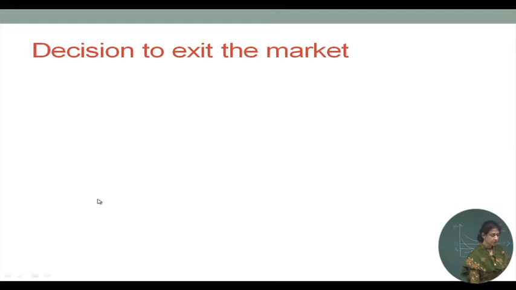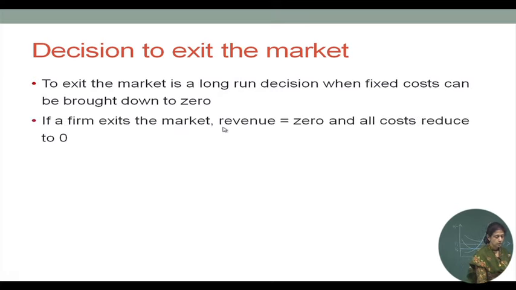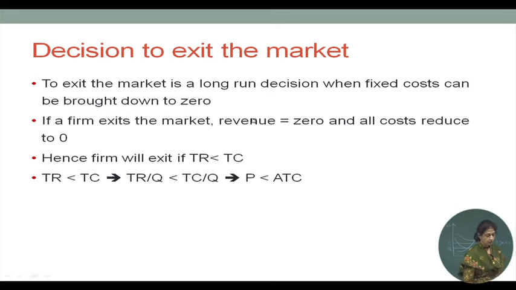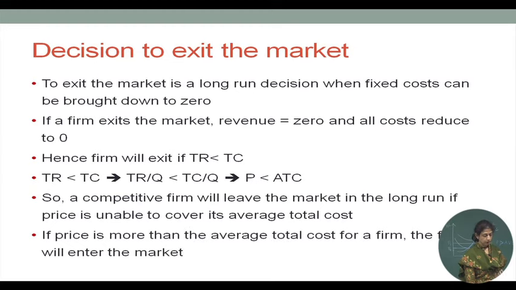Next, we are coming back to our shutdown and exit decisions. Now we are going to talk about the decision to exit the market. To exit the market is a long run decision, when fixed cost can be brought down to zero. If a firm exits the market, revenue is equal to zero and all costs reduce to zero. Hence, a firm will exit if total revenue is less than total cost. Total revenue less than total cost implies that price is less than average total cost. So a competitive firm will leave the market in the long run if price is unable to cover its average total cost. If price is more than the average total cost for a firm, the firm will enter the market.